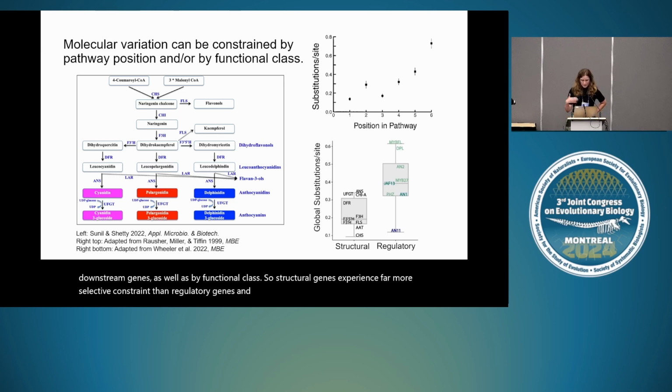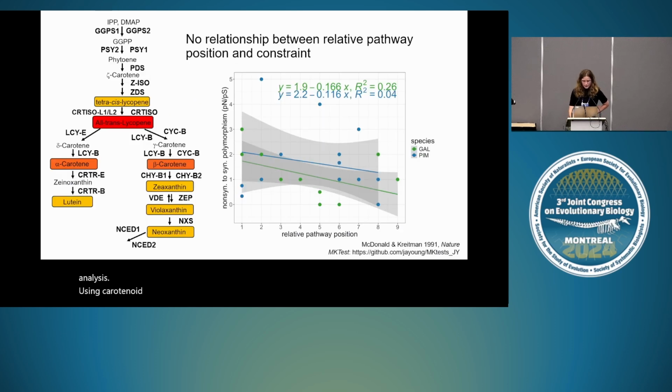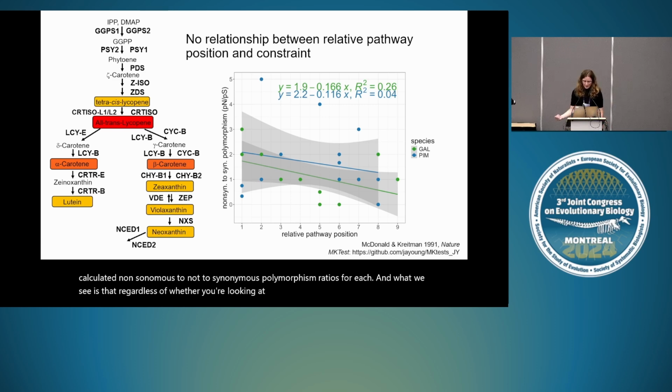And so I've essentially repeated some of these analyses using carotenoid genes. First, I looked at relative pathway position of all of my genes in this pathway, and then calculated non-synonymous to synonymous polymorphism ratios for each. And what we see is that regardless of whether you're looking at Galapagos data or pimpinellifolium data, there seems to be no clear relationship between relative pathway position and selective constraint. And this may be expected because the carotenoid biosynthesis pathway is nonlinear. Unlike anthocyanins, you have the production of these pigments in relatively intermediate positions of the pathway, not just at the end.